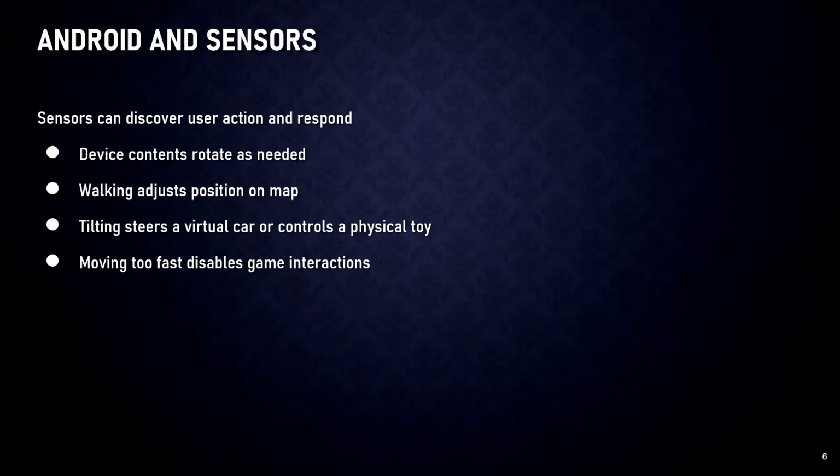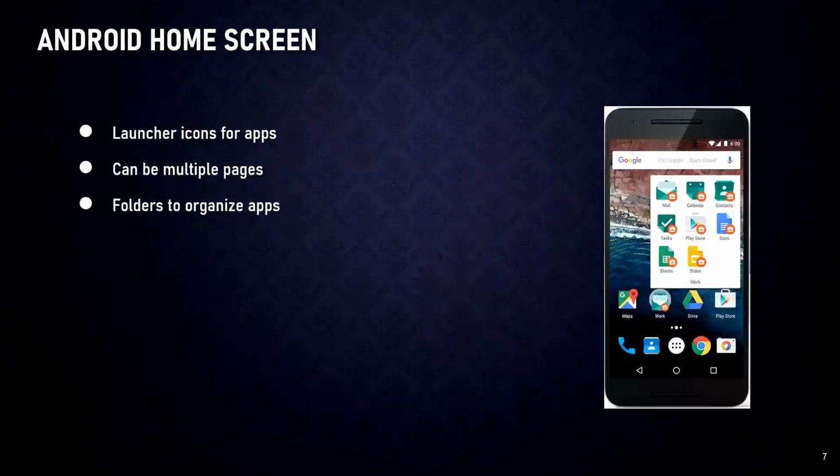And in Android, the main thing here is the home screen, right? It comes with the home screen so that every app's launcher icon will be placed on that. And also you can have multiple pages, and you can create folders to organize your apps and different things.